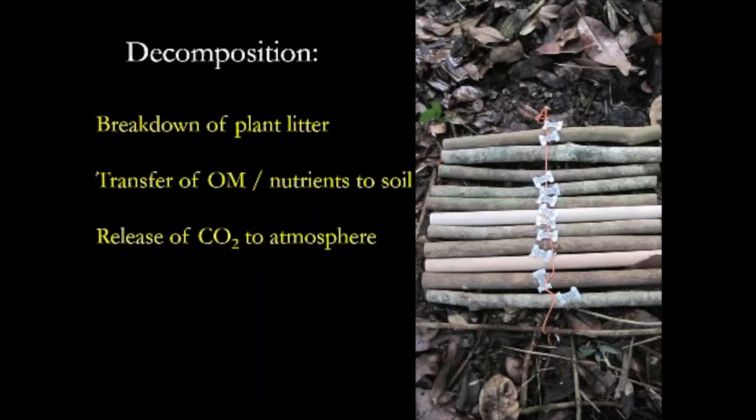So what am I talking about when I say decomposition? Here is a definition. Decomposition is a process that involves the breakdown of plant material, the transfer of organic matter and nutrients into the soil, and the release of carbon dioxide to the atmosphere. All of these things are involved in the decomposition process. So as you can see, decomposition is very key in terms of regulating carbon dioxide to the atmosphere.